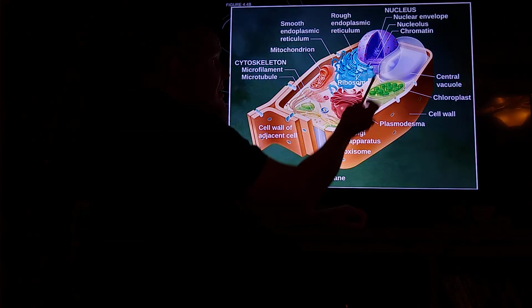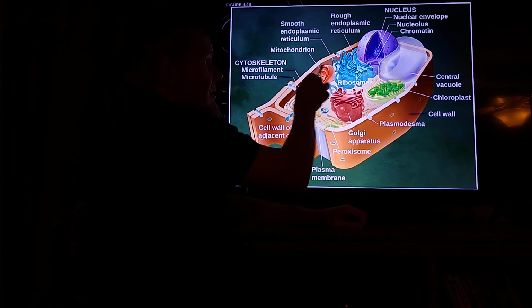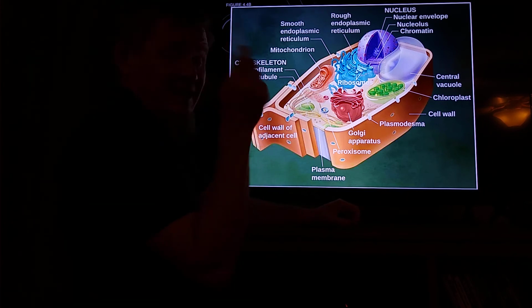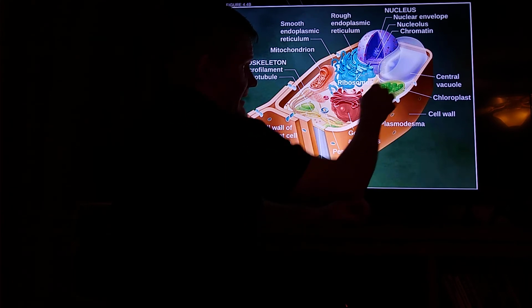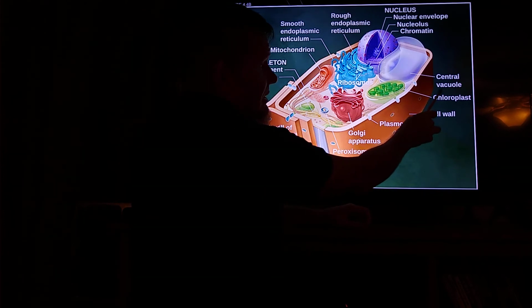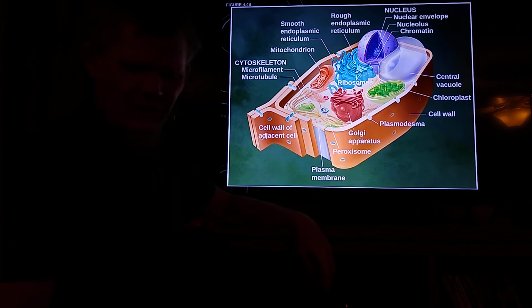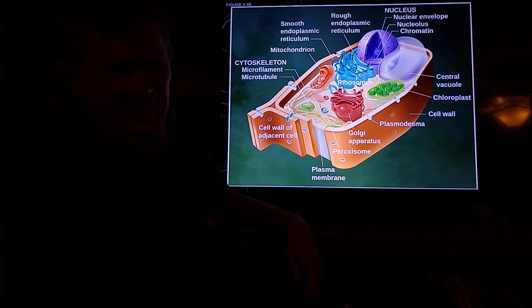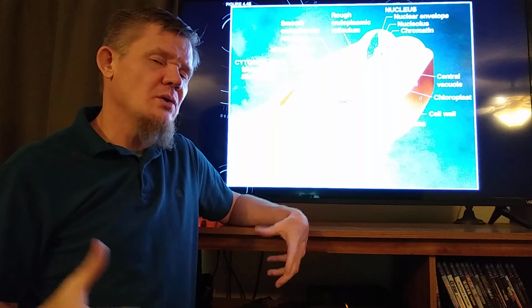We still have a nucleus, we still have rough and smooth ER, we still have a Golgi, we still have mitochondria. A couple additional things that we have in a plant cell is we have chloroplasts. Chloroplasts are for photosynthesis. And then the last thing that we have is a structure right here called a central vacuole. The central vacuole kind of has a complicated job. Its primary purpose is to hold water.